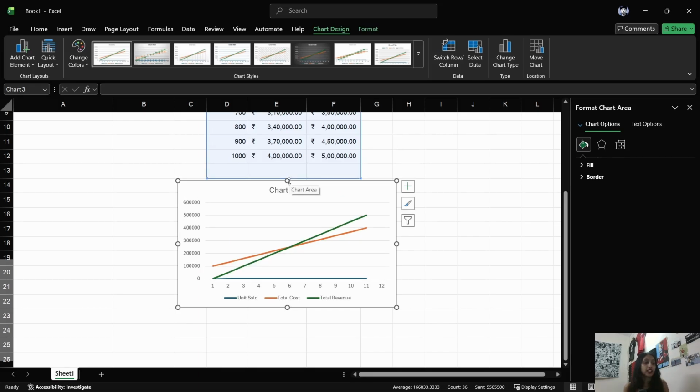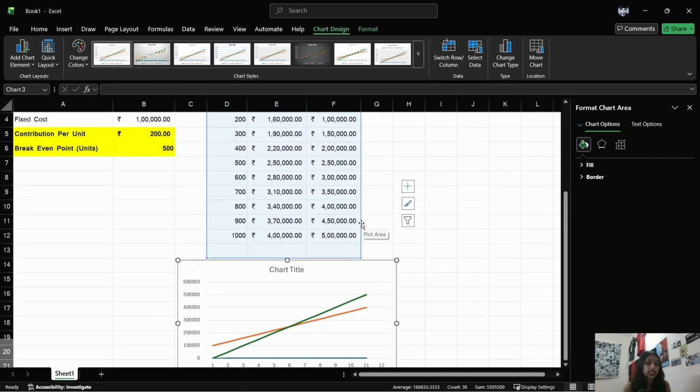Okay, here the blue line represents the units sold, and the red line is for total cost, and the green line shows the total revenue. So if you can see, the lines cross each other between 2 lakh and 3 lakh. That is exactly 2,50,000, which is our break-even point.